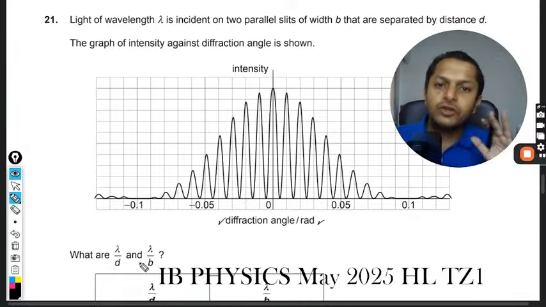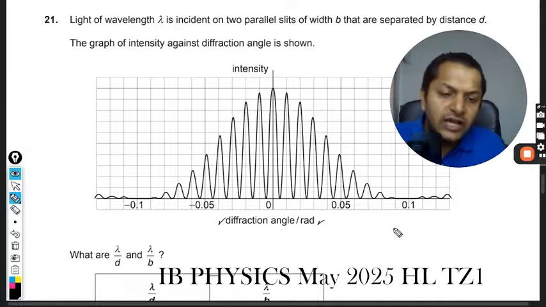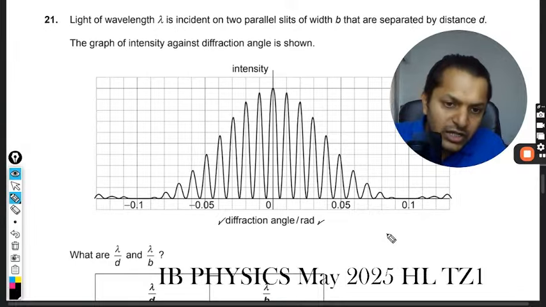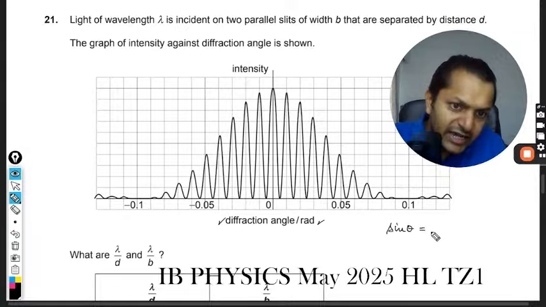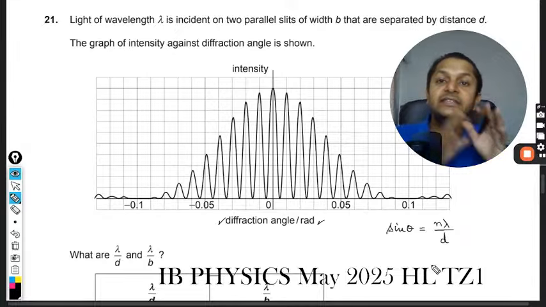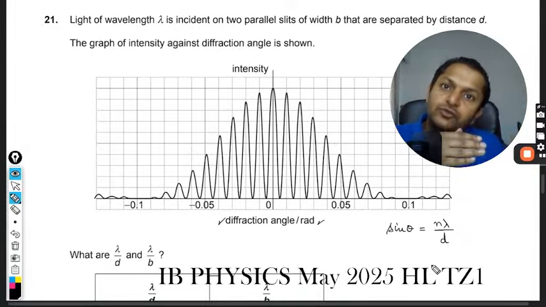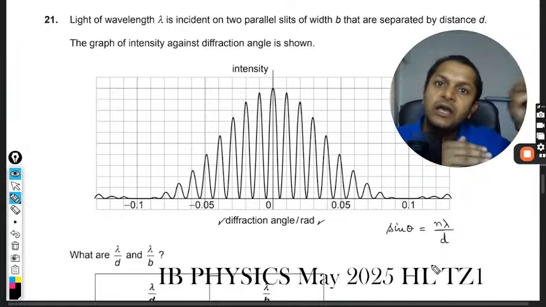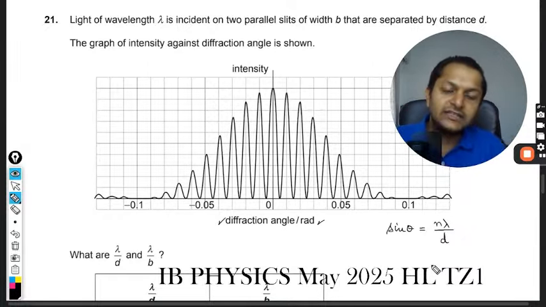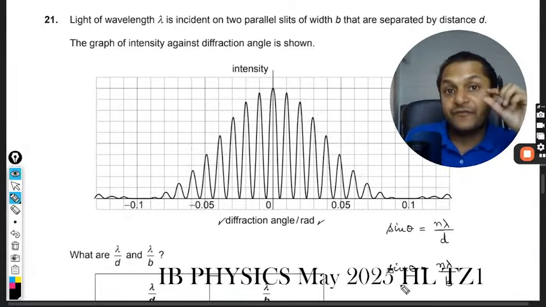Okay, it's a straightforward question here. Let's see how to do it. First of all, we know that there are two formulas, one for interference and one for diffraction, which involve the sine theta angle here. Sine theta is equal to n lambda divided by d is the formula used for interference to find the angular position of the individual fringes, like the first maxima, second maxima. Similarly, in the case of diffraction, the formula is sine theta is equal to n lambda divided by b, where b is the width of the slit.